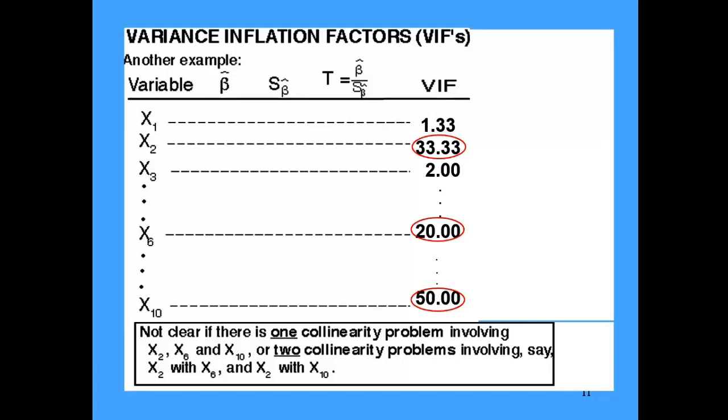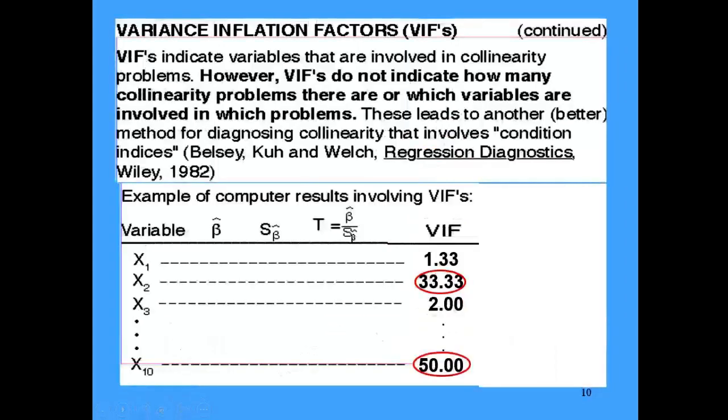Is there one problem? Is there two problems? How many problems are there, and what are the problems? So that's what I say at the bottom. Not clear if there's one collinearity problem involving X2, X6, and X10, or two collinearity problems involving, say, any pair of them. Now, I go back to this slide.